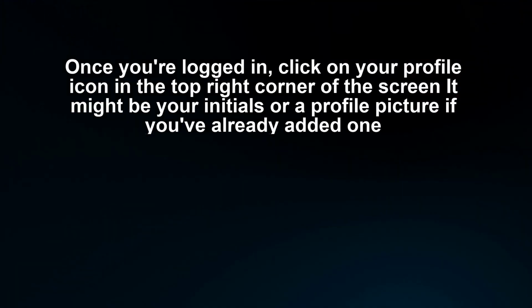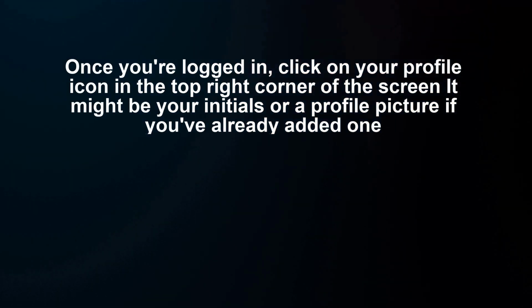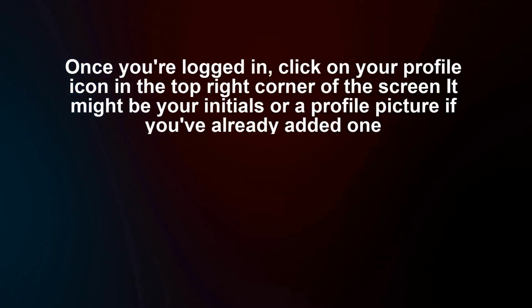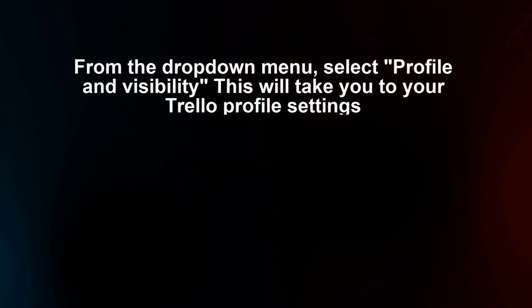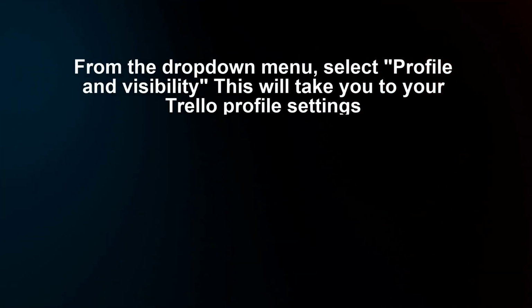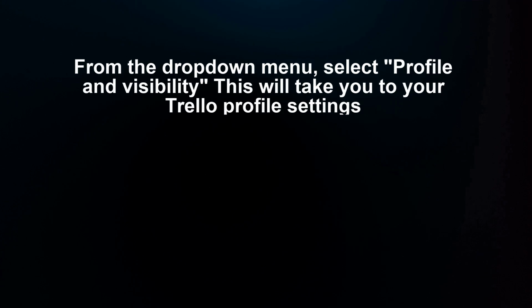Once you're logged in, click on your profile icon in the top right corner of the screen. It might be your initials or a profile picture if you've already added one. From the drop-down menu, select Profile and Visibility. This will take you to your Trello profile settings.